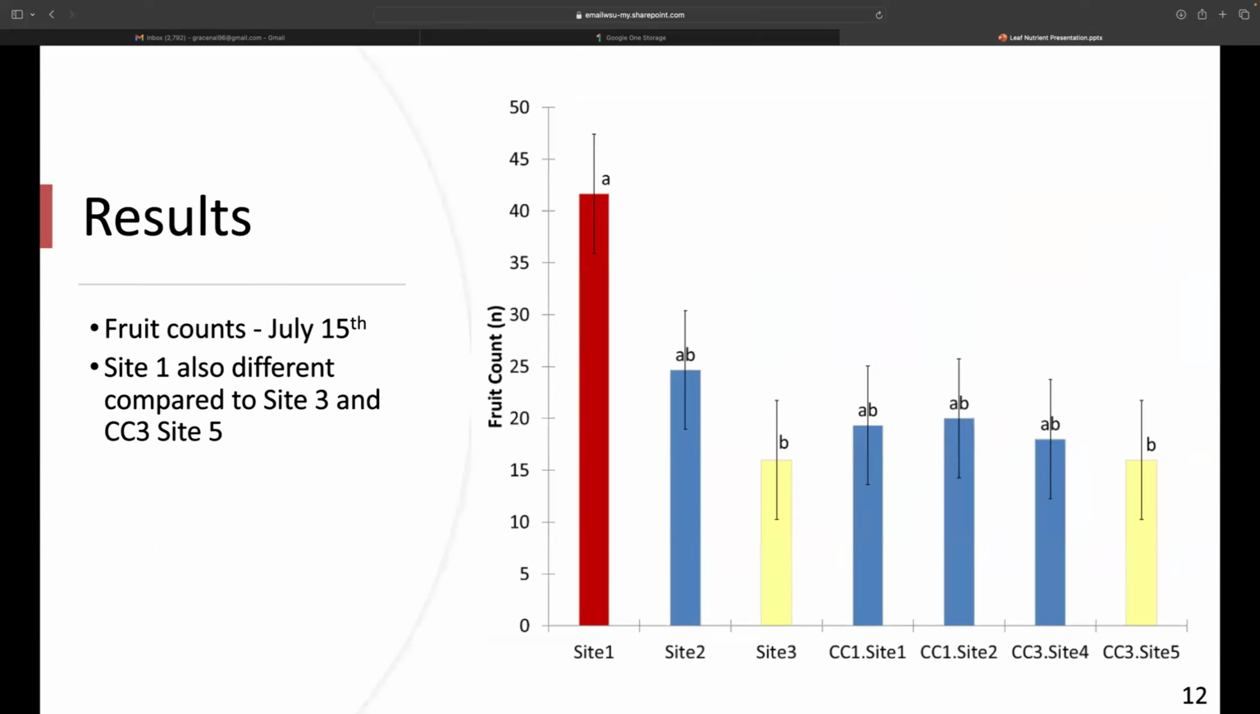Continuing on, another crucial metric is the number of fruits, commonly known as the crop load. It is evident from this that Site 1, the red one, differs only from Site 3 and 5, the yellow ones. This result enabled us to pinpoint this variation and confirm that the range of values required to perform correlation between approaches is adequate.